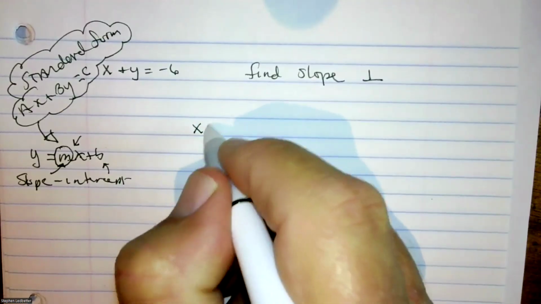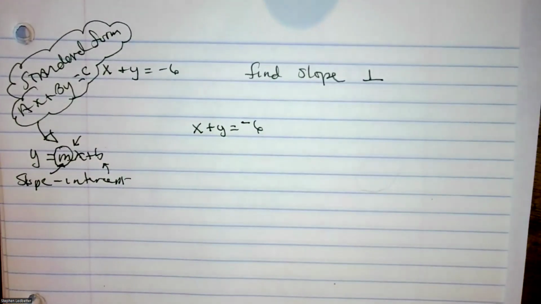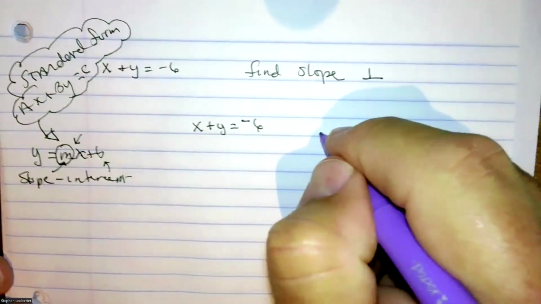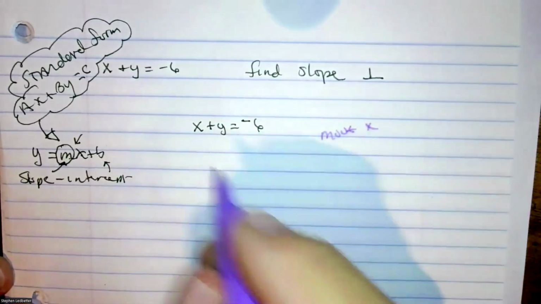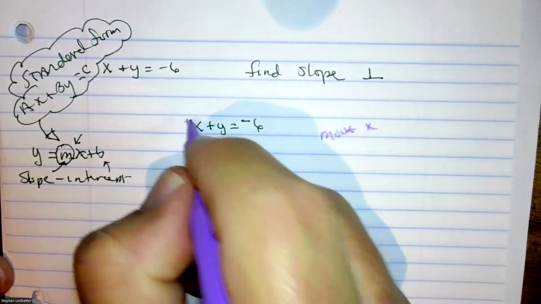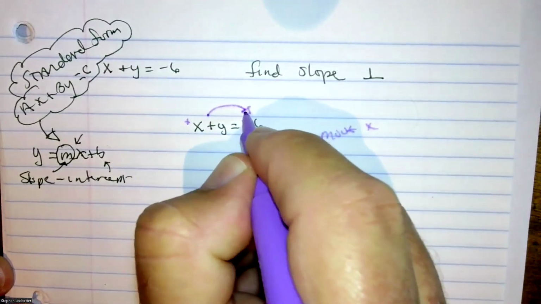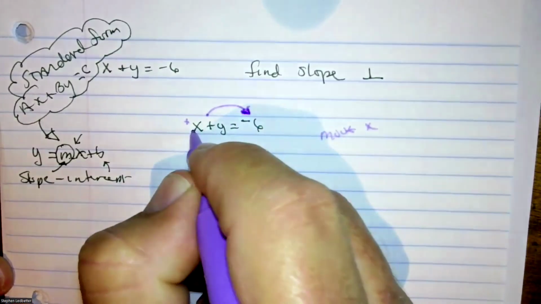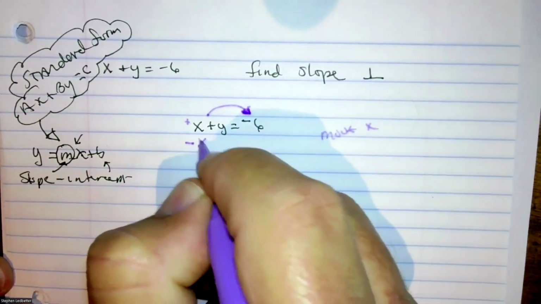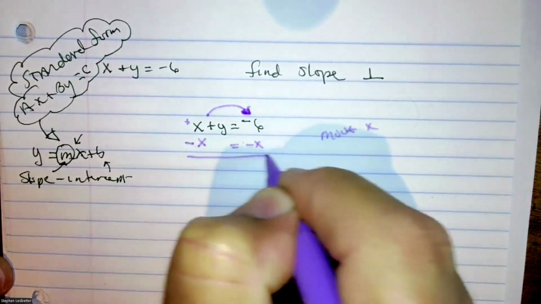All right, I got some different color pens to do this. The first thing we do is move x. Whenever we move a letter or number to the opposite side of the equal sign, notice the word opposite, you do the opposite sign. So if it's a plus x, you say minus x, minus x.